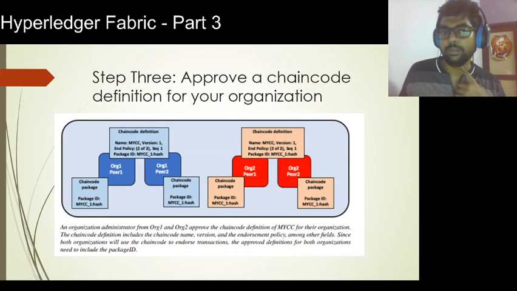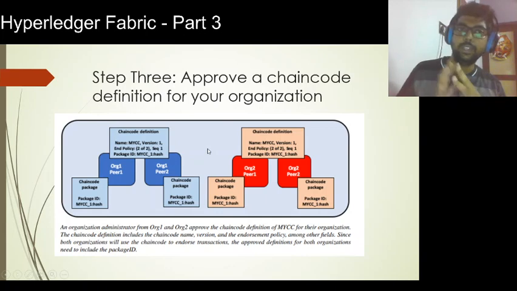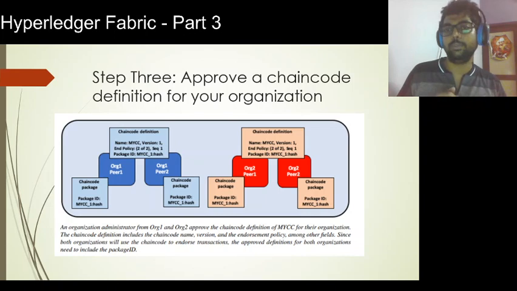Okay, the chaincode definition includes the name, and the organization checks for the name, checks for the version, and checks for the endorsement policy. Since both organizations will use the same chaincode, they approve the definition. So my company is saying, okay, I'm going to deploy version 2, I verify it's version 2 we're going to deploy, and once they approve this, once they check the chaincode definition, it is going to be active in the peer nodes. I hope this is clear, right?